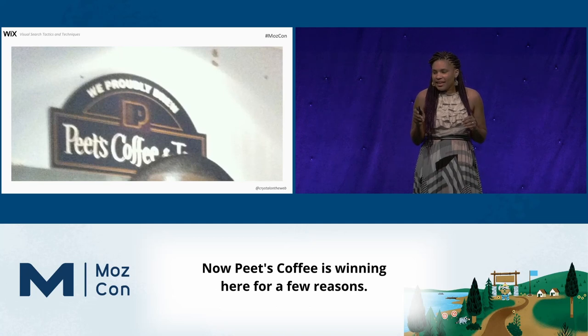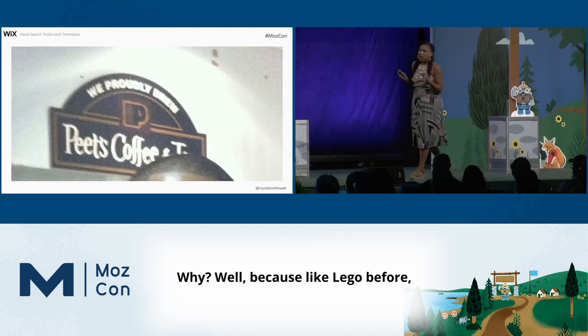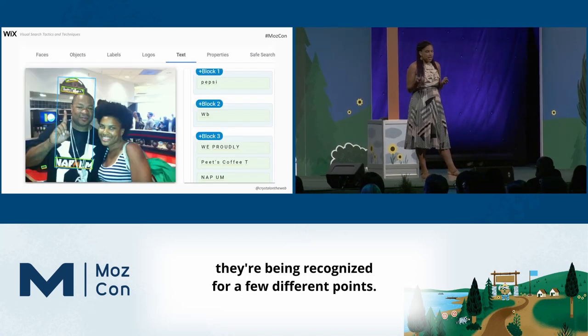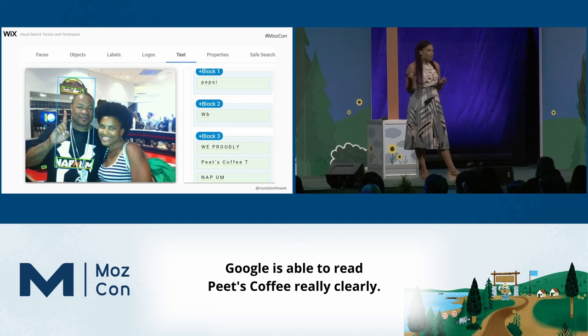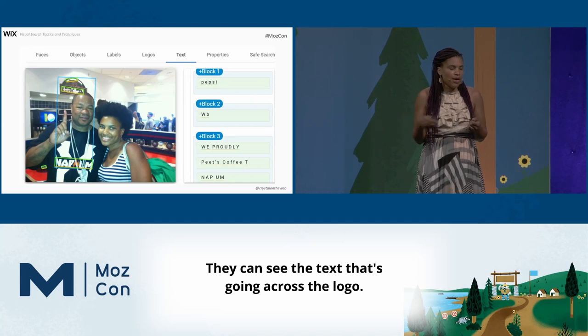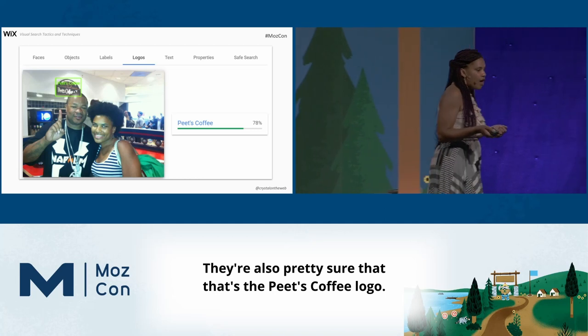Now, Pete's Coffee is winning here for a few reasons. Why? Well, because like Lego before, they're being recognized for a few different points. Google is able to read Pete's Coffee really clearly. They can see the text going across the top, and the text going across the logo. They understand that really clearly. They're also pretty sure that that's the Pete's Coffee logo.